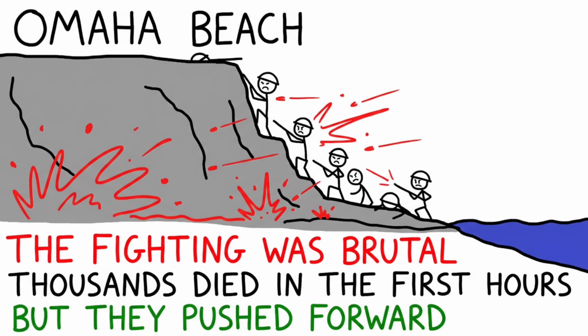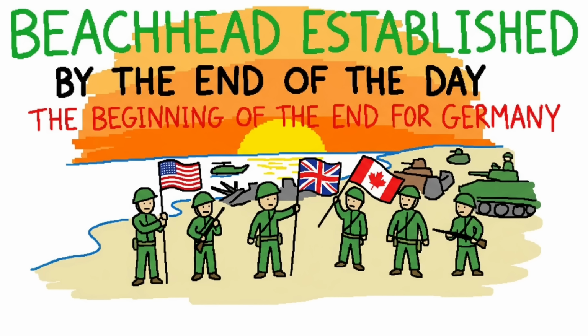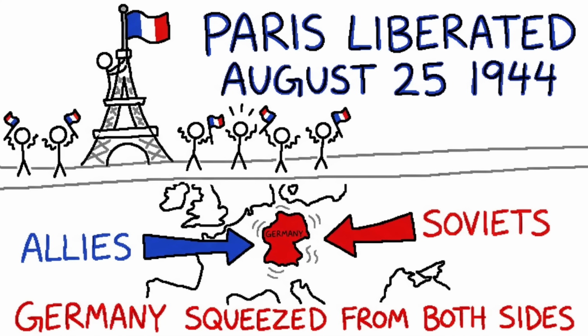The fighting was brutal, especially at Omaha Beach, where American troops faced withering fire, climbing steep bluffs. Thousands died in the first hours. But by the end of the day, a beachhead had been established. Paris was liberated on August 25, 1944. The Allies were driving east. The Soviets were driving west. Germany was being squeezed from both sides.